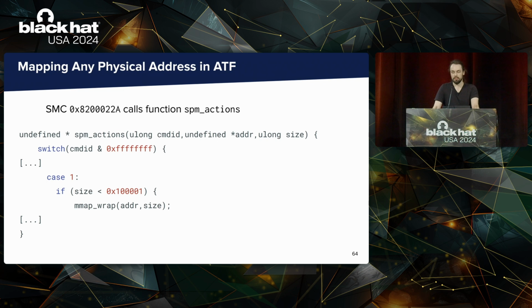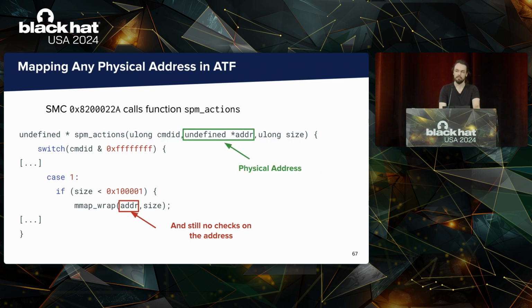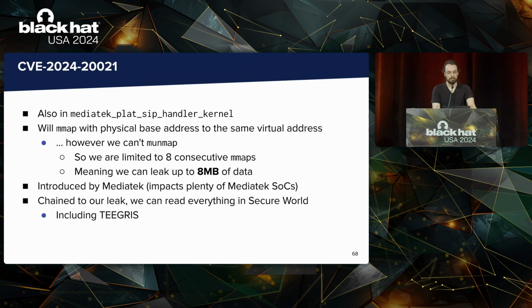We need to have a size less than 1 megabyte. We can do that. And the last parameter is the address. And once again, we have no checks whatsoever on this parameter. So this means that we are able to nmap any address that we want. And if we further dive into the nmap wrap function, we discover that it is actually a physical address. So thanks to this bug, we are now able to map any physical address into the ATF virtual address space.